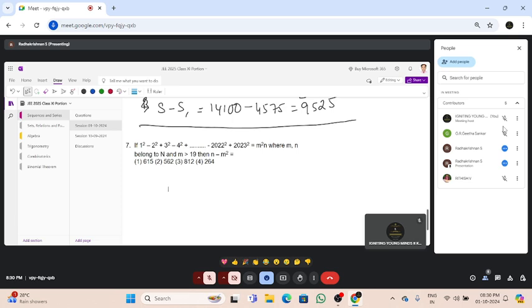Okay, so let us try to solve this problem. Then we'll have to convert it into the form m square n, where m and n belong to natural numbers and m is greater than 13. So we'll come to that later. First of all, let us sum that series: 1 square minus 2 square plus 3 square minus 4 square.